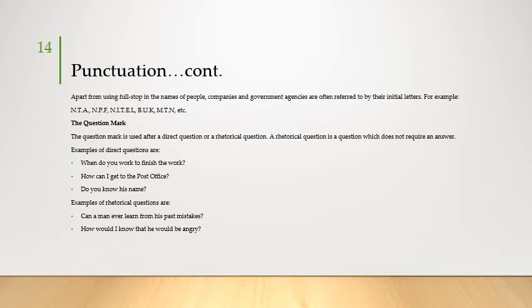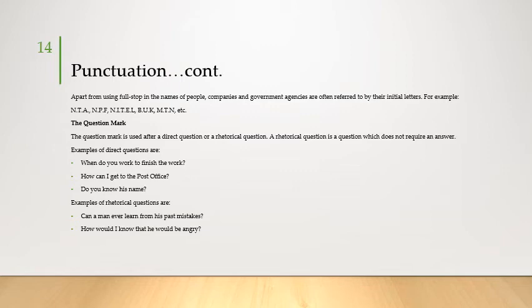Examples of direct questions are: When do you hope to finish the work? How can I get to the post office? Do you know his name? These are examples of direct questions.